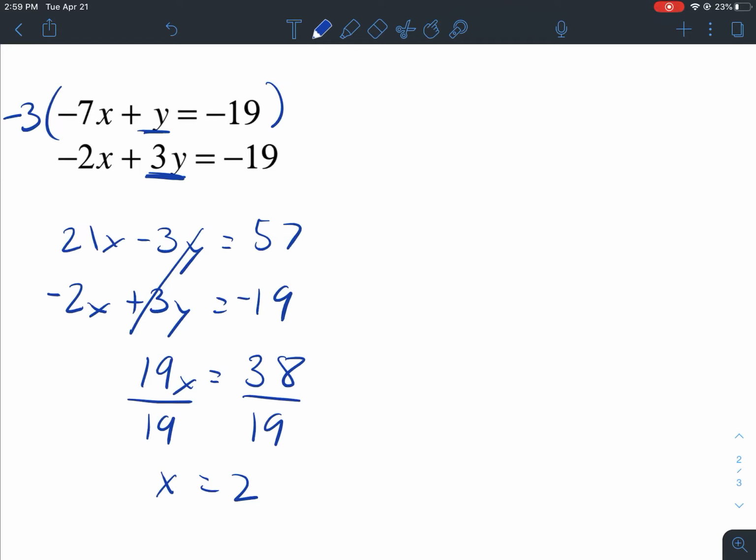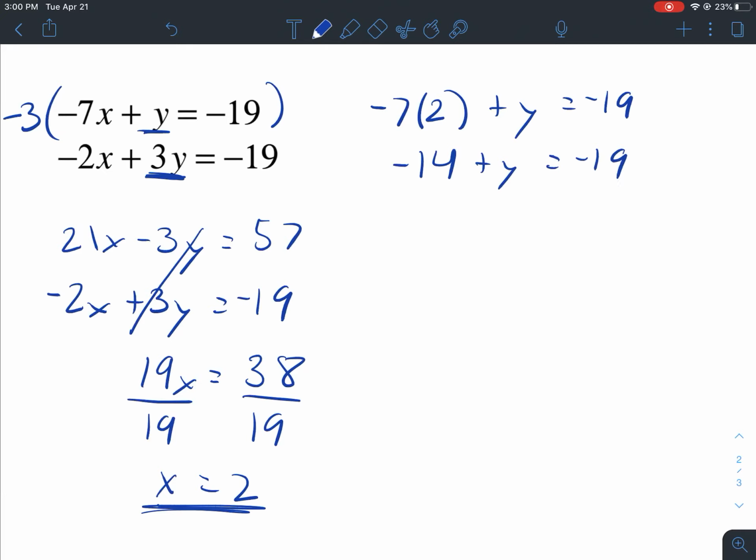Now I just need to plug this back into one of the equations. Again, it does not matter which one you plug it into. Let's go ahead. I'll plug it into the first one. So we've got negative 7, and then instead of writing x, I'm going to write what x equals, which is 2. So negative 7 times 2 plus y equals negative 19. So I got negative 14 plus y equals negative 19. I'm going to add 14 to both sides. I get y equals negative 5.